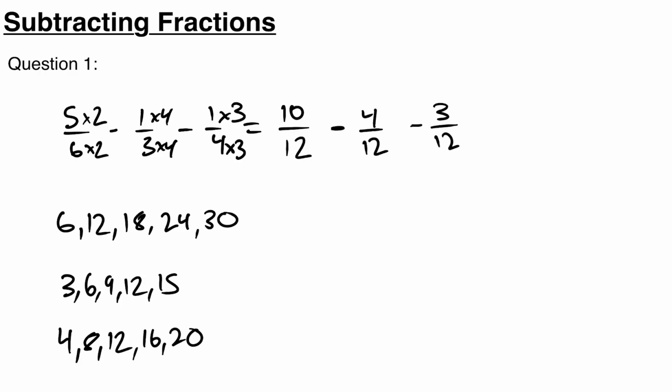Now that we have 3 fractions with a common denominator of 12, we can simply subtract the numerators. 10 minus 4 is 6, and 6 minus 3 is equal to 3. So our final answer is going to be 3 over 12, which is equivalent to 1 over 4.